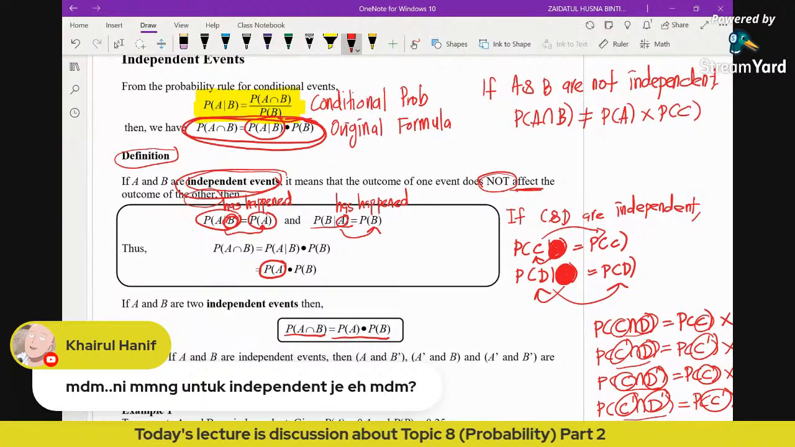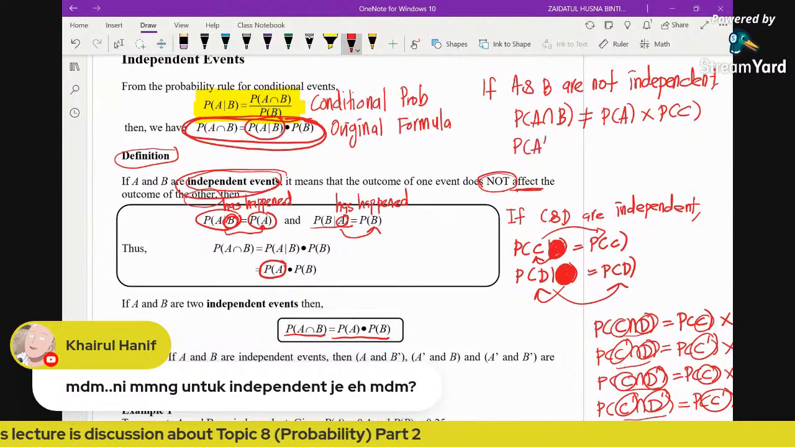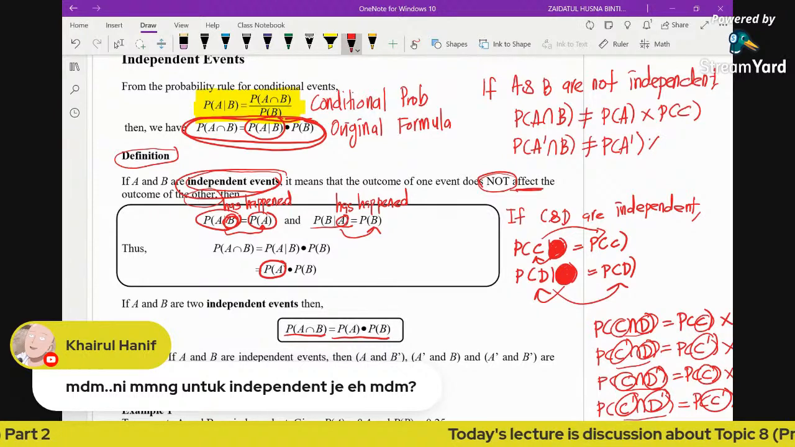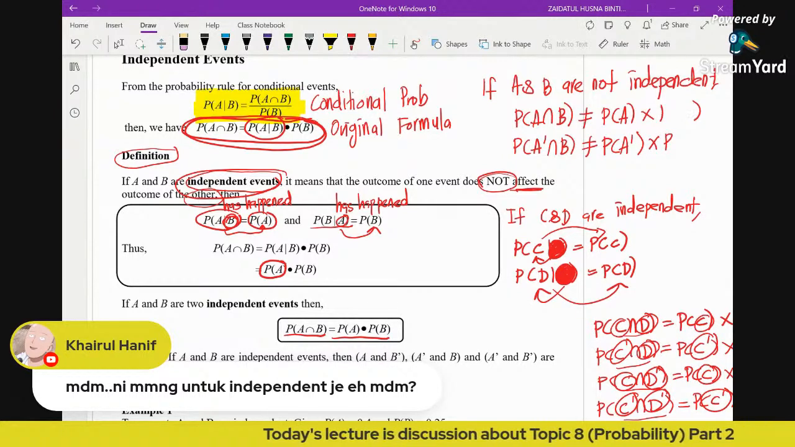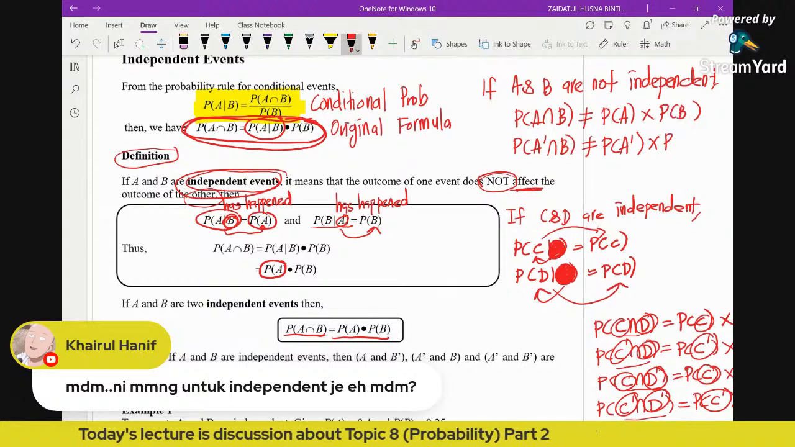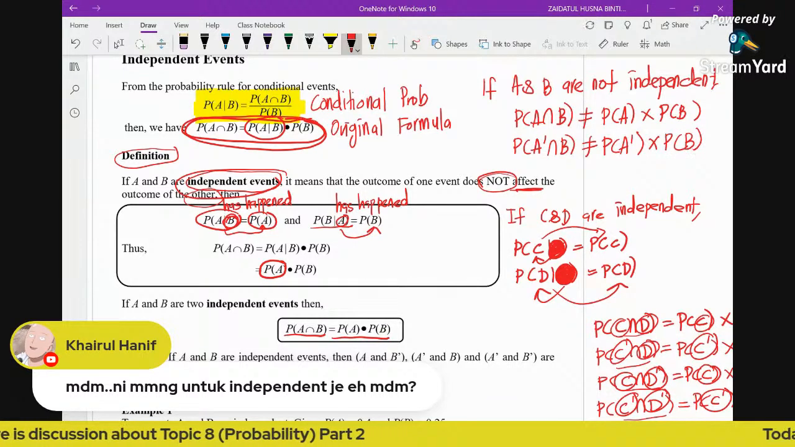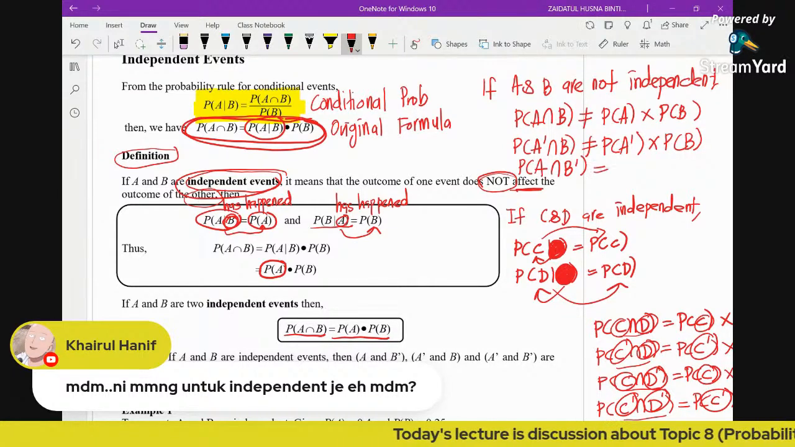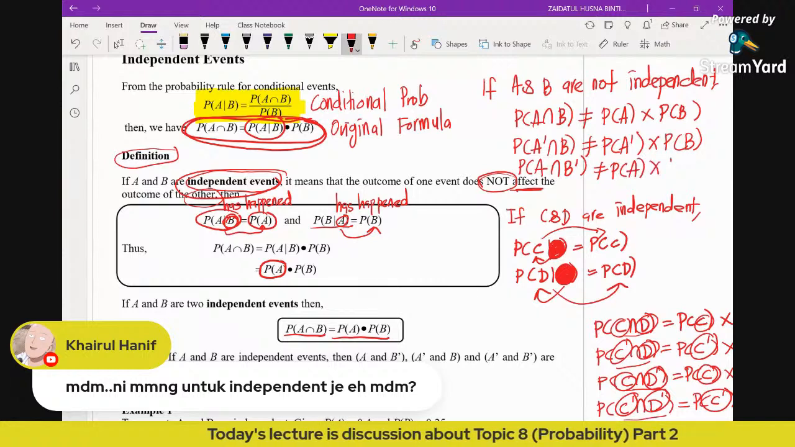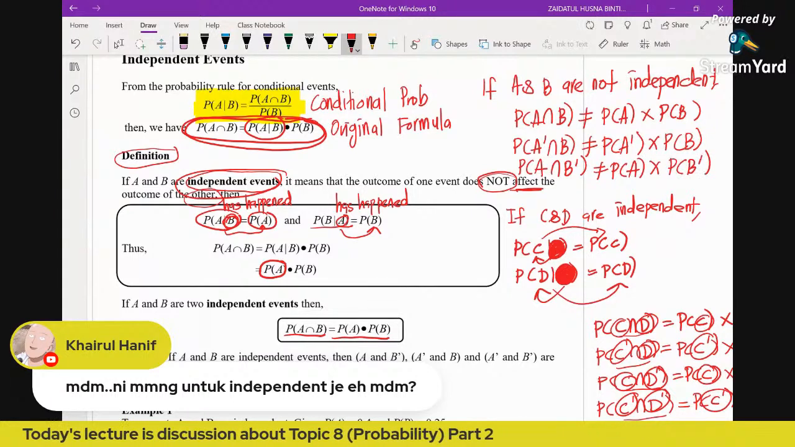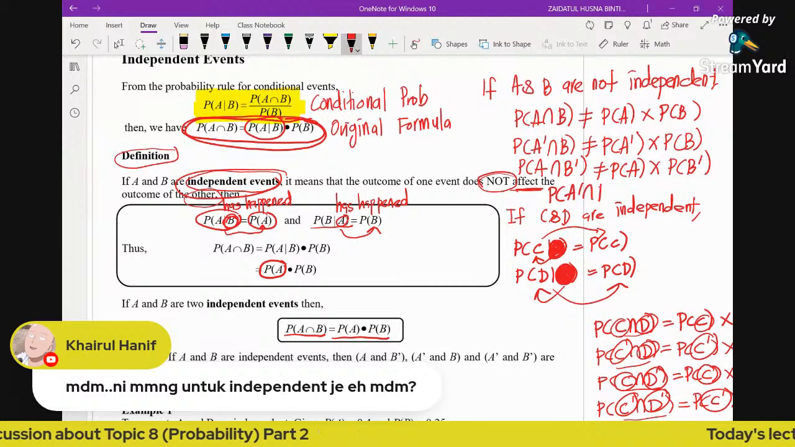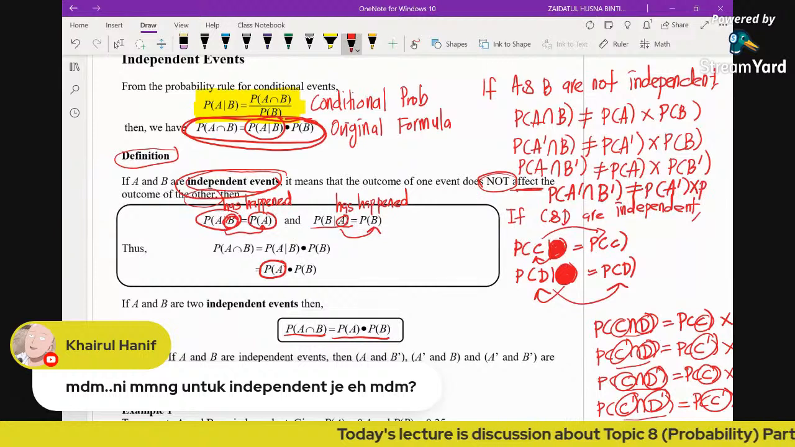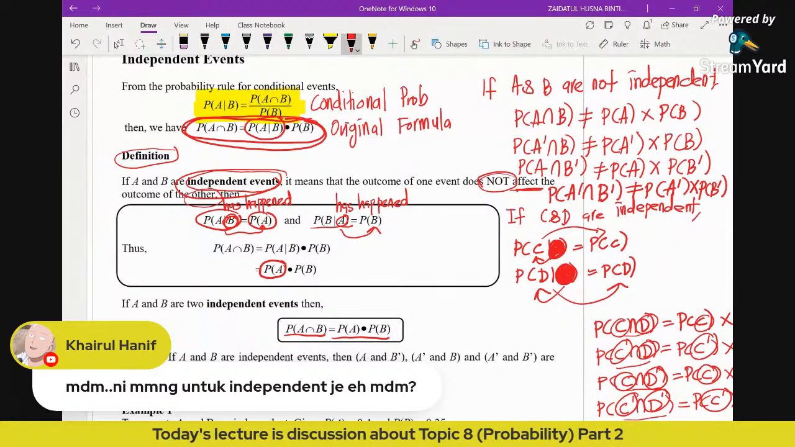The same thing applies if you use the prime. A prime intersect B is not equal to the probability of A prime multiplied by the probability of B. Even if you put the prime at B as well, A intersect B prime is not equal to the probability of A multiplied by the probability of B prime. And lastly, with prime at both, it will not be equal to the probability of A prime multiplied by the probability of B prime.